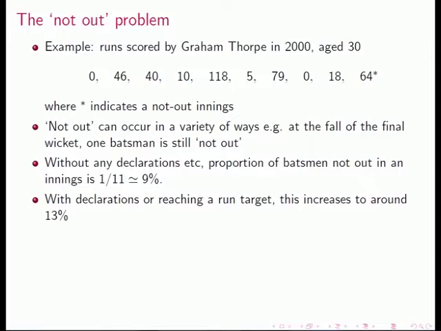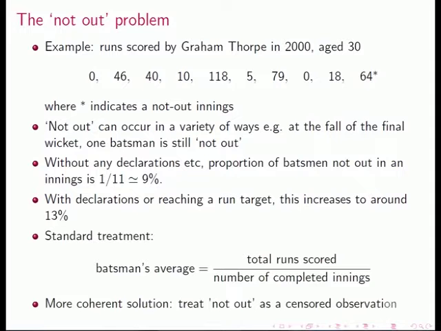And if you include not outs because you've reached your run target or declared, then it can get up to 13%. So it's quite a significant factor in the data. The standard way of dealing with it is, well, I guess, what else would you do if you didn't know any better? It's not a stupid thing to do. It's an easy thing to do.